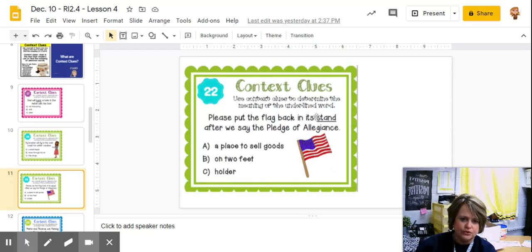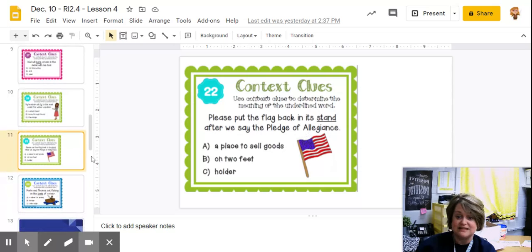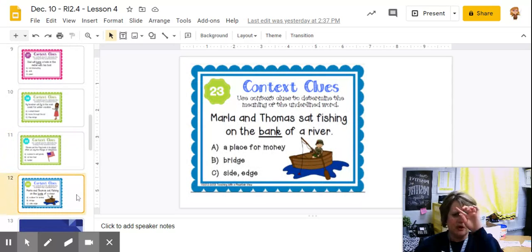If I put holder in place of the word, let's see if it makes sense. Please put the flag back in its holder after we say the Pledge of Allegiance. Yes, that makes sense. Let's look at one more. Marla and Thomas sat fishing on the bank of the river. What does bank mean? Again, this is a multiple meaning word.